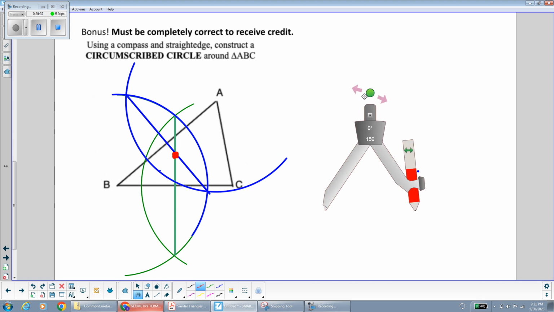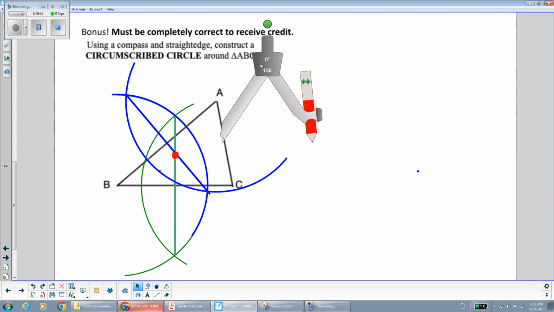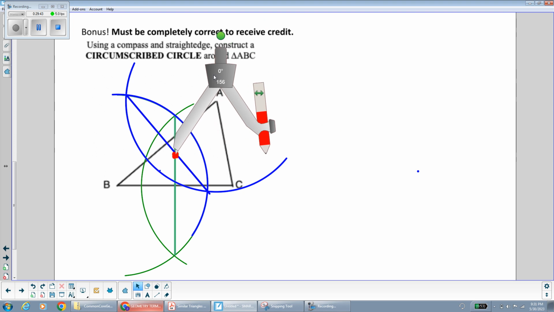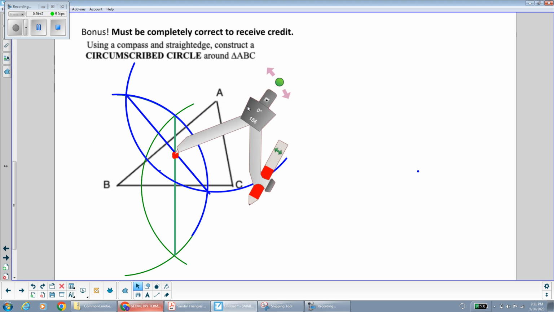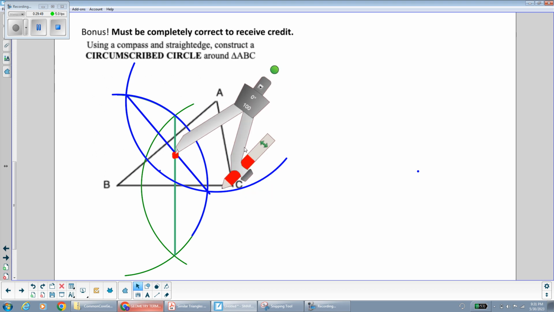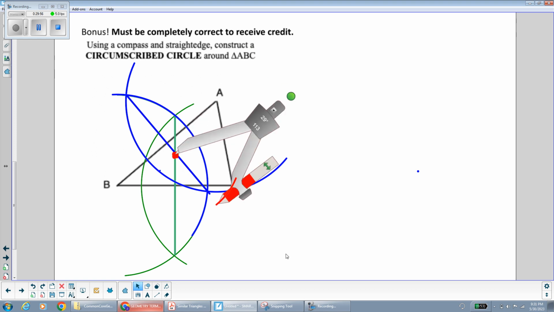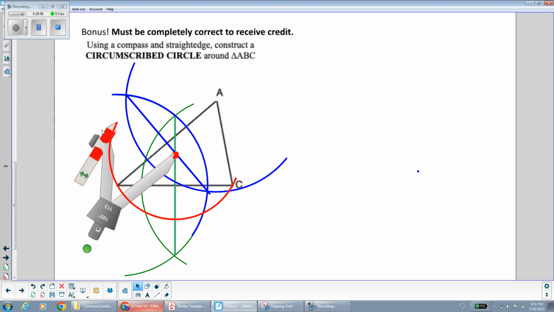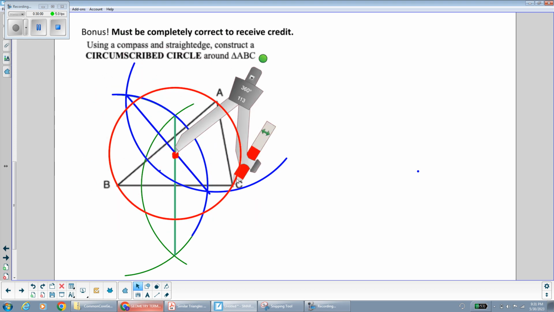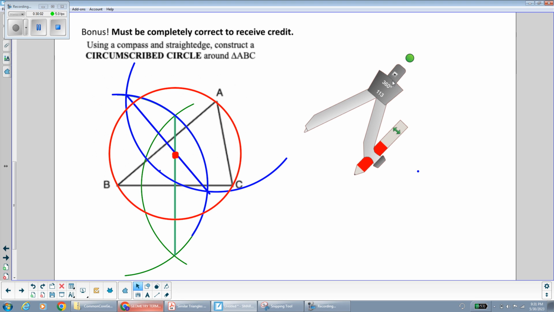And the cool thing about the circumcenter, about this triangle center, is that if you put your compass on that center and you just open up to one of the vertices, it doesn't matter which one, I'll just open up to C, and you make a circle, it should completely enclose the triangle. It should circumscribe the triangle. So that's the cool thing about the circumcenter.